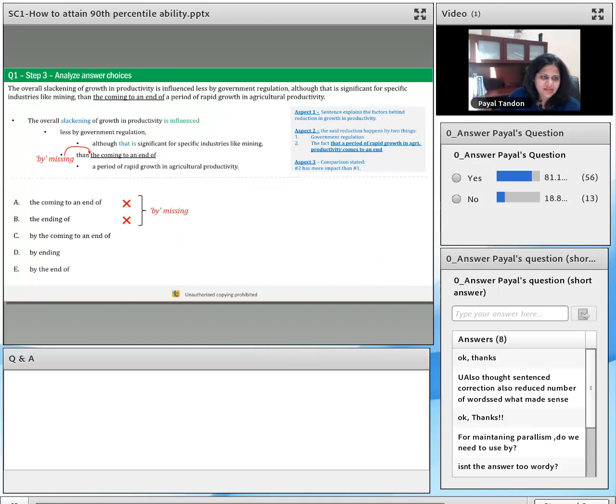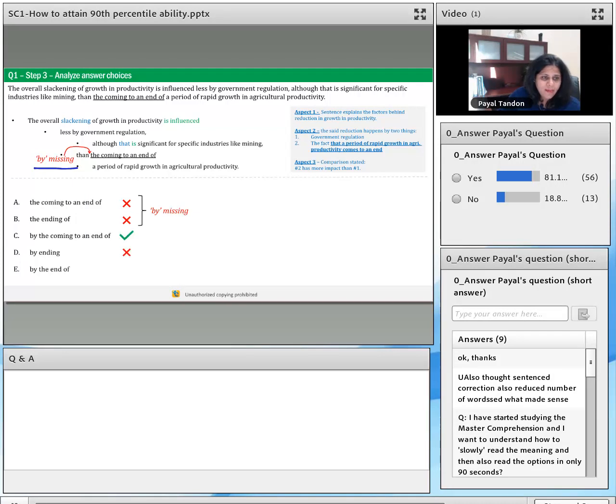So again, over here the correct answer, the mistake from a grammatical standpoint is the missing "by." But if you look at it, "by the end of a period of rapid growth" communicates a whole different meaning. What it says is that aspect number two is impacted by the end. It's not that the very fact that the period of rapid growth comes to an end. No, not that. Choice E is saying that it's impacted by the end phase of that growth, which is absolutely different from what the author intends to communicate. So the reduction happens by the final part of the said period.